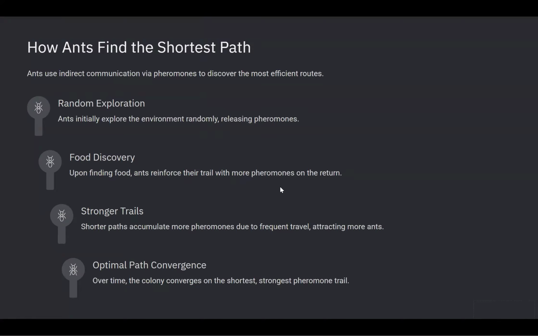And the fourth, optimal path convergence. Eventually, almost all the ants follow the same path, the one which is the shortest and has the strongest pheromone concentration. This natural optimization process is directly converted into the ACO algorithm. So how is this linked to computing? These steps are exactly how ACO algorithms search for the optimal solution. The next slide will be explained by my teammate.